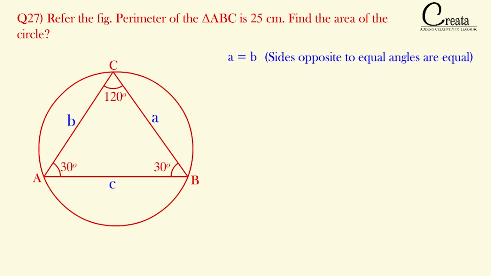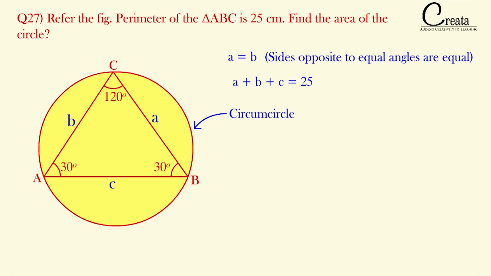Further, the perimeter of the triangle is given as 25 centimeter, that is A plus B plus C is given as 25 centimeter. A circle is given which is touching the three vertices of the triangle. And we know the circle which is touching the three vertices of the triangle is a circumcircle.